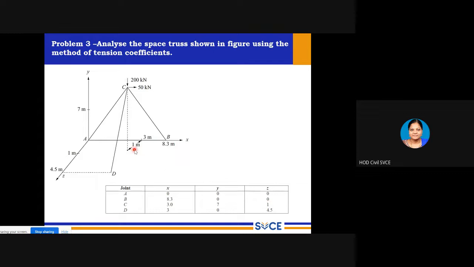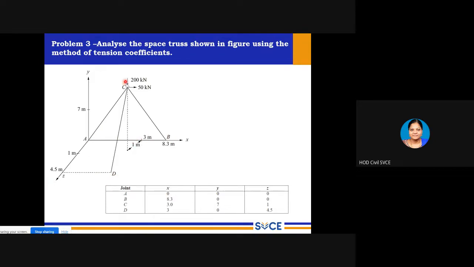Okay. And coming to the point D. Again, point D, it is lying on a plane. So which plane is it lying on? It is on the XZ plane. Therefore, Y will be 0. So if any point is lying on a plane, for example, if it is lying on the XY plane, Z will be 0. If it is lying on the YZ plane, X will be 0. Similarly, if it is on the XZ plane, Y will be 0. So here, since this point is lying on the XZ plane, your Y will be 0.